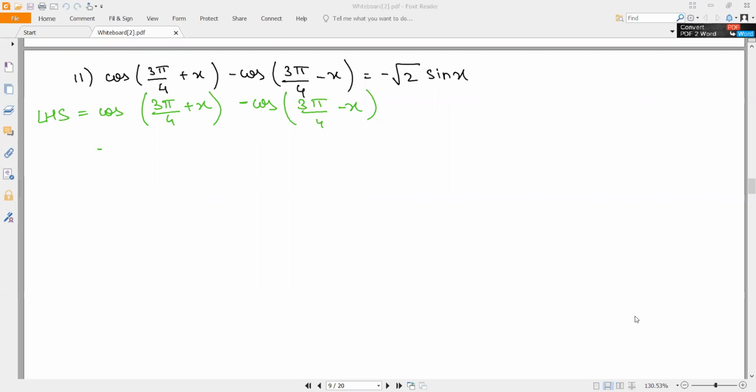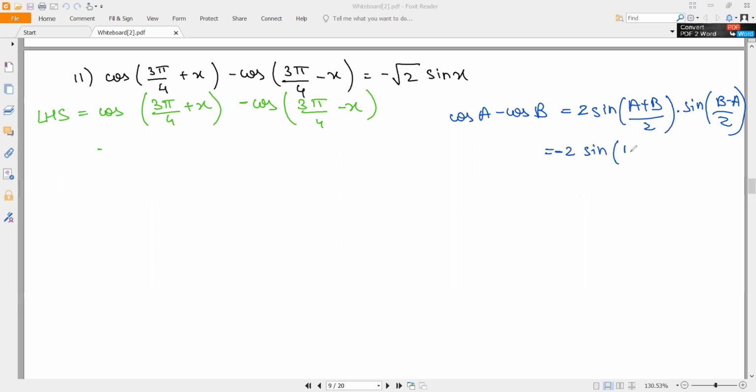Now we have a formula for cos A minus cos B. Cos A minus cos B is equal to 2 sin of (A plus B) upon 2 into sin of (B minus A) upon 2. Either you can write B minus A over here, or you can write the same formula as minus 2 sin of (A plus B) upon 2 into sin of (A minus B) upon 2.